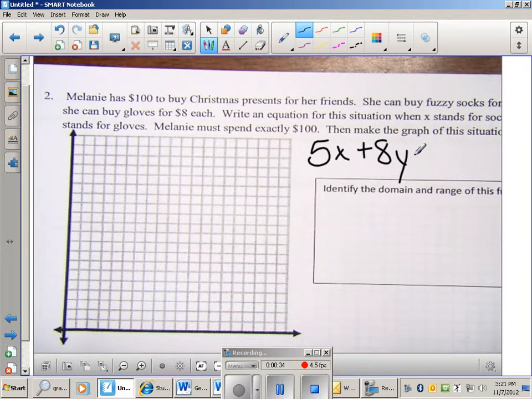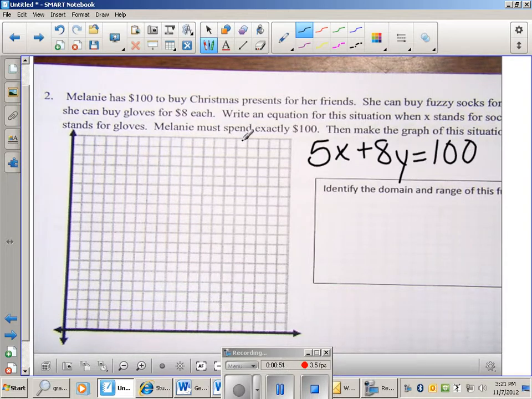And Melanie has $100 to spend. So it's going to be 5X because 5 is the cost of the socks times the number of socks, and 8 is the cost of the gloves times the number of gloves, and that's got to equal $100.